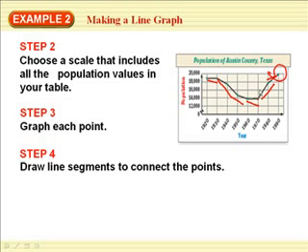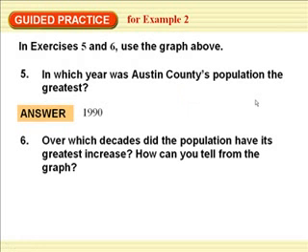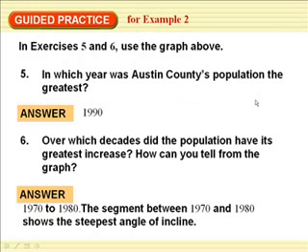But how do we know which one went up the farthest or the fastest? It's the line that's the steepest. So between 1970 and 1980, that's when the growth was the best. It went the fastest. And how can we tell that on the graph? Because it is the steepest line.